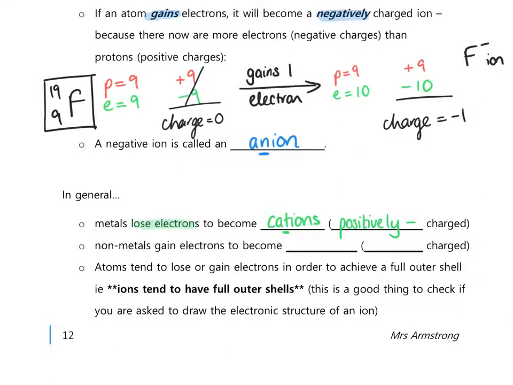Then non-metals do the opposite. They tend to gain electrons, and so they will be negatively charged. And negatively charged ions are given the general term anions. And this is a really important point, that atoms tend to lose or gain electrons in order to achieve a full outer shell. So ions will tend to have full outer shells. If you're asked to draw the electronic structure of an ion, it's a good thing to check at the end that your ion has a full outer shell. If it doesn't, more than likely you have done something wrong.